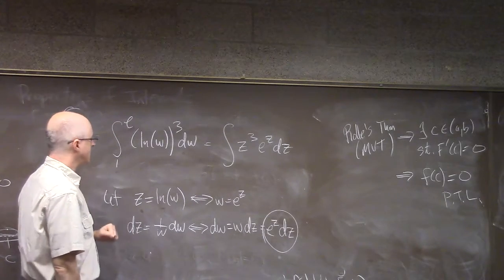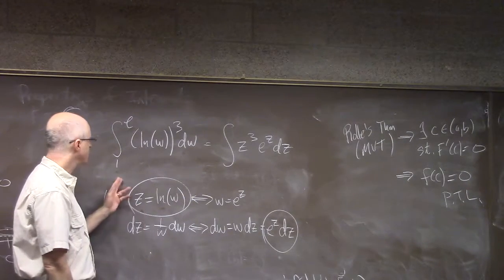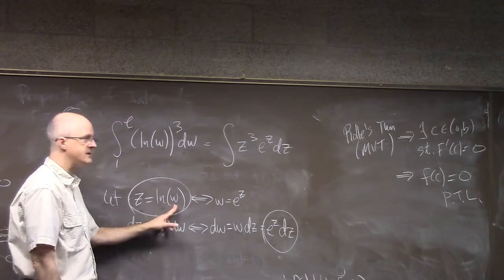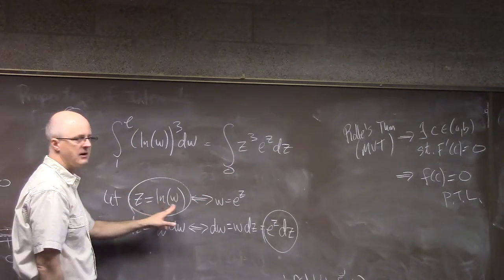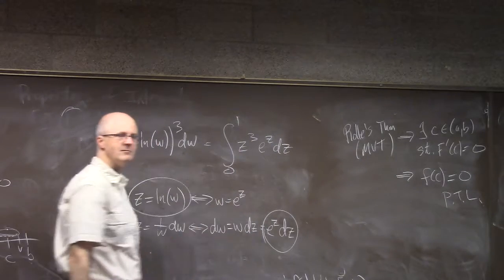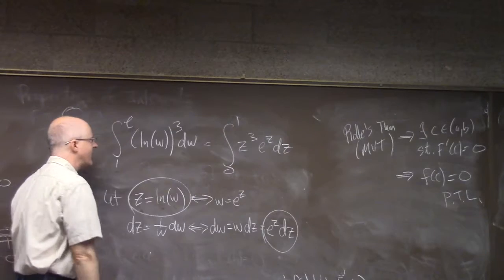w goes from 1 to e. Use this equation to figure out what z does. When w is 1, z is natural log of 1, which is 0. And when w is e, z is natural log of e, which is 1. There you go. These two integrals are the same in value.